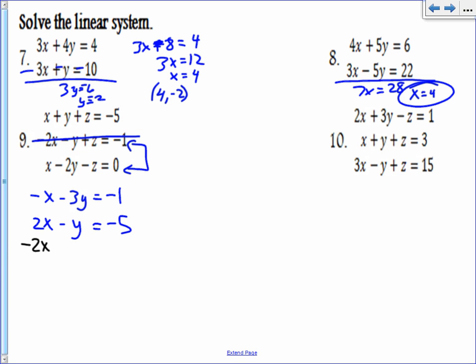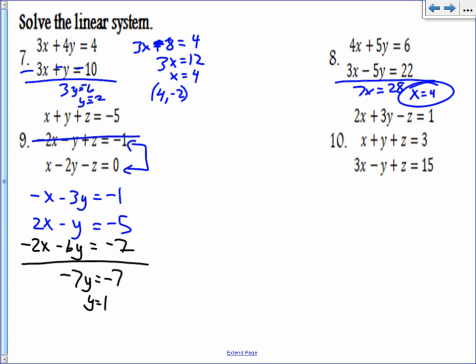Multiply by 2, that gives me negative 6y. Multiply by 2, that gives me negative 7. So negative 7y equals negative 2. Negative 7y is 1. What do I do with that 1?